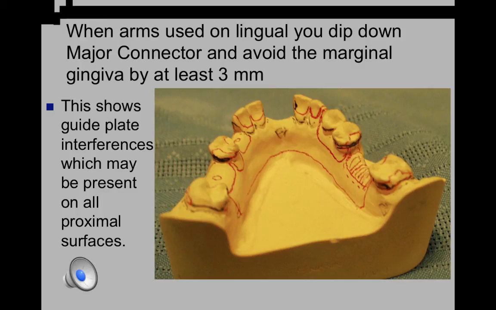So if your marginal ridge is where the survey line is, right at the top, you're going to have to circle and show that you're going to move that survey line from right at the marginal ridge level down about 2 to 3 millimeters in order to have that metal touch and guide that partial into position by sliding along that tooth. It can't go into an undercut area.